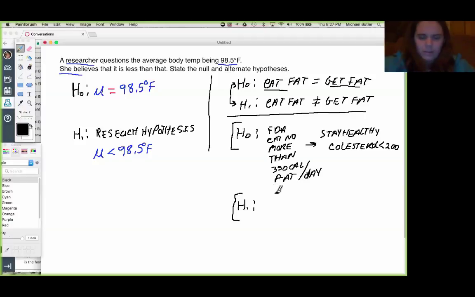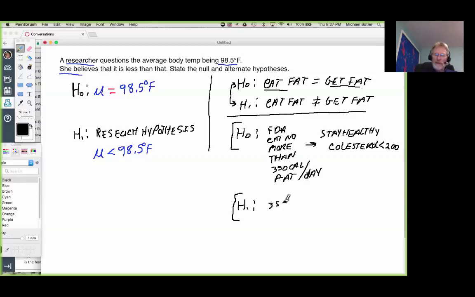Yeah. Okay. So what the alternate would say is that, okay, I don't think this 350 calories of fat per day leads to health, as the null says. The alternate is saying, nah, I don't think that's true. That's not going to be healthy. And since it's not going to be healthy, I think that the cholesterol, and there's supposed to be an H in there, it's supposed to be H1, that the cholesterol is not going to be less than 200, but in fact it's going to be greater than 200.